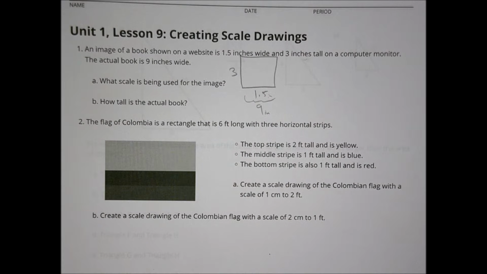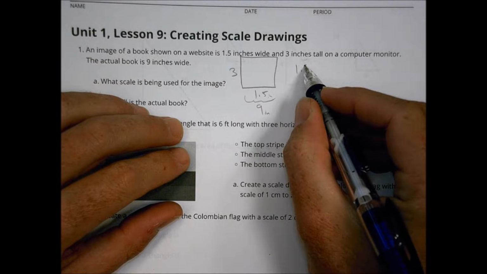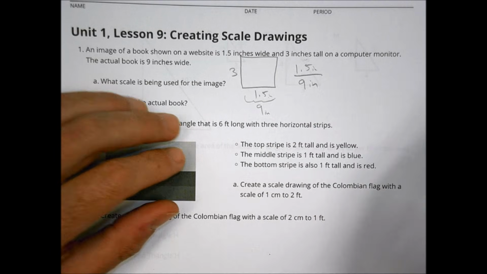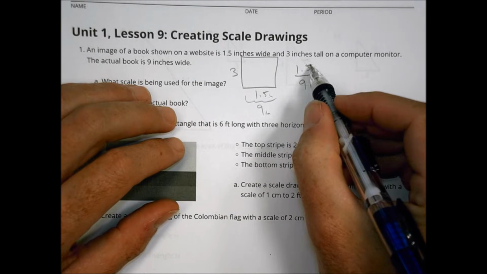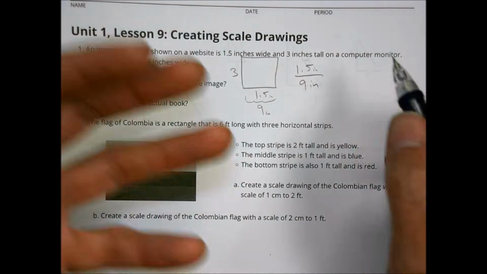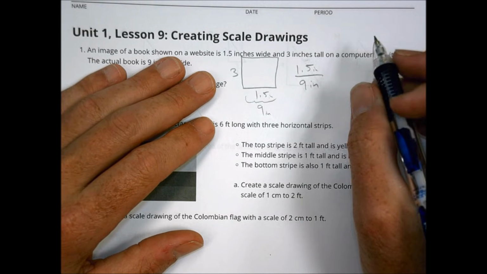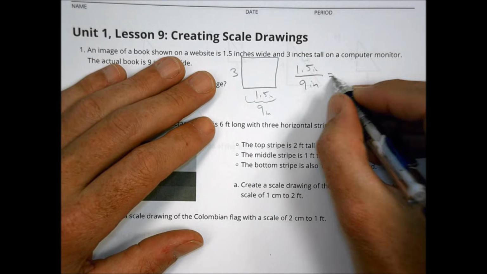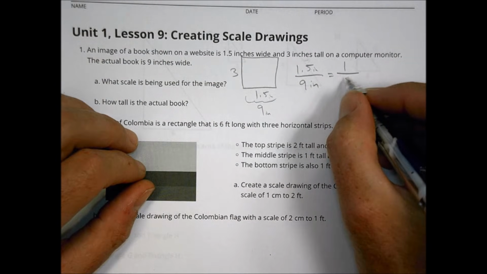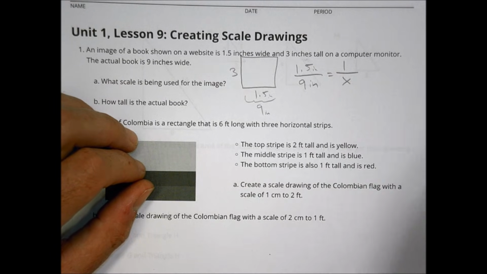What's the scale? Well, I could say that my scale is 1.5 inches compared to 9 inches, but as we said before, it's nice to get one of these numbers equal to 1. That's not a wrong answer or anything, it's just not as easy to work with. So the way I could do that is I could think of it this way. I want to get the number, usually my new one, over to be 1, and in this case I need to find out how many inches are going to equal 1 in this drawing.